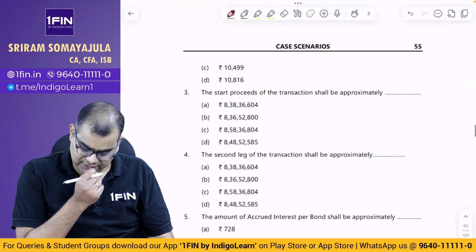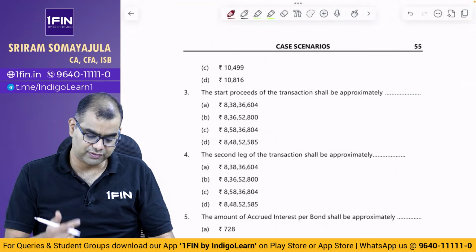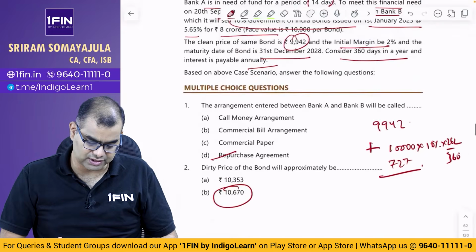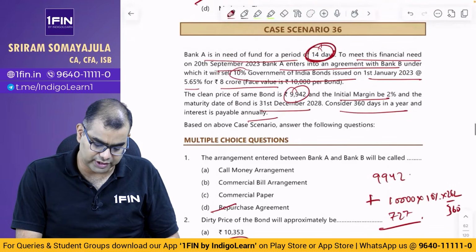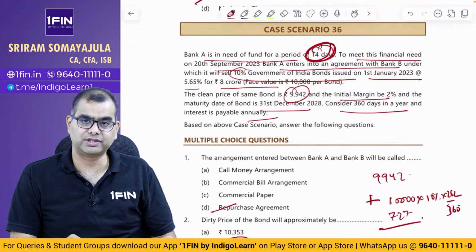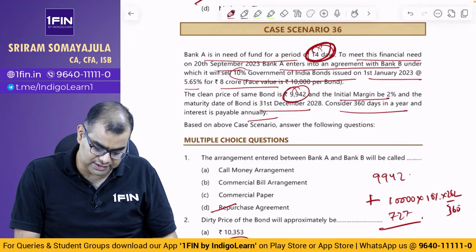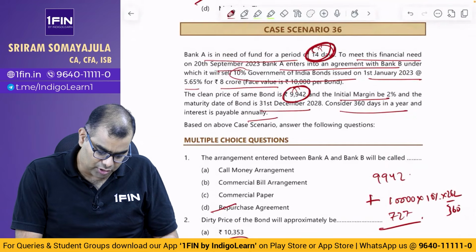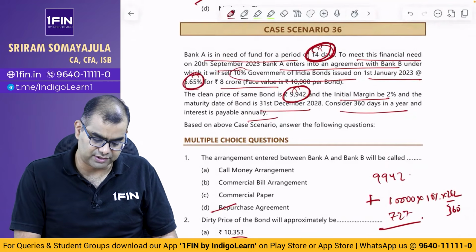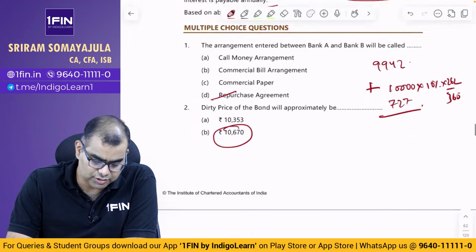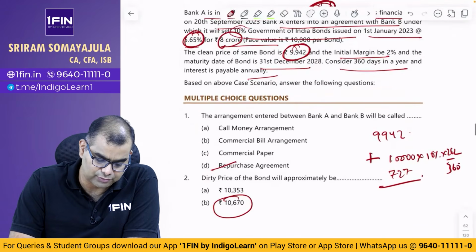Then the start proceeds of the transaction. What are the start proceeds? How much will you give? When you do this start, you're doing this transaction for 14 days. So the start proceeds, the clean price is this much. You are borrowing it at 5.65% for 8 crores. So it is an 8 crore face value.